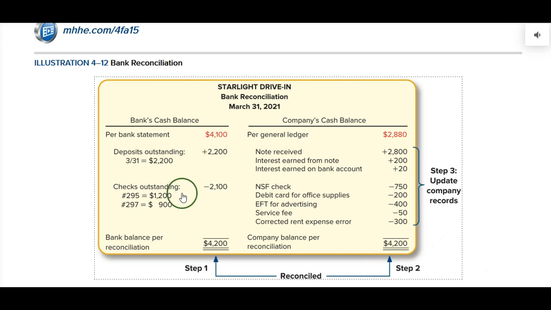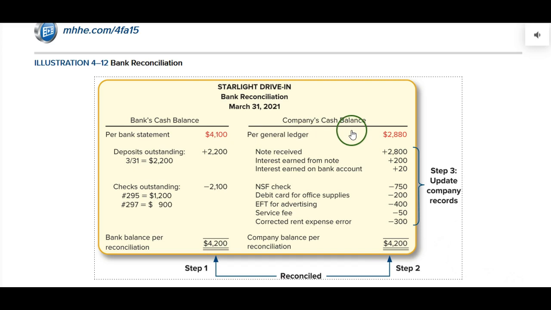Checks outstanding. These are checks we wrote during March that did not clear our bank account during March. So we're going to reduce this from the bank side. So this side, based on what the bank says we have in the checking account, add what we know is coming in, subtract what we know is coming out, then we should have $4,200 available to us.